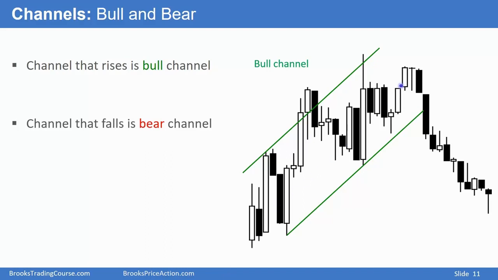A channel going up, bull channel, a channel going down, bear channel. Even though it's very tight, it's still a channel. On a higher time frame chart, it's probably a breakout, but on this particular chart, it's a channel.